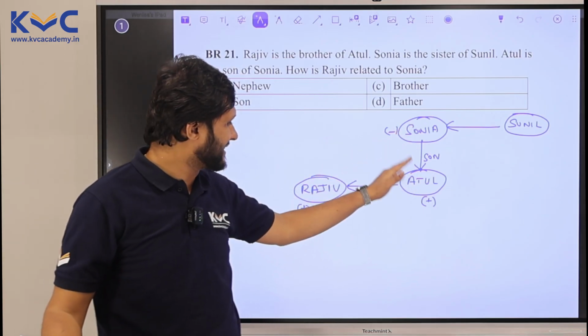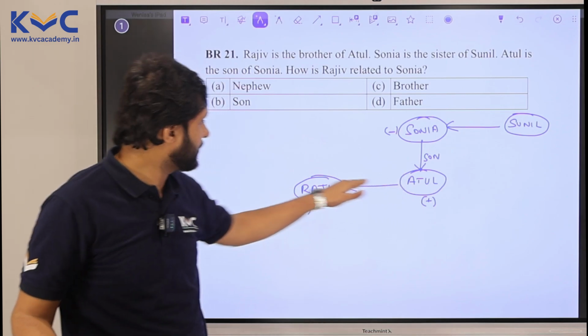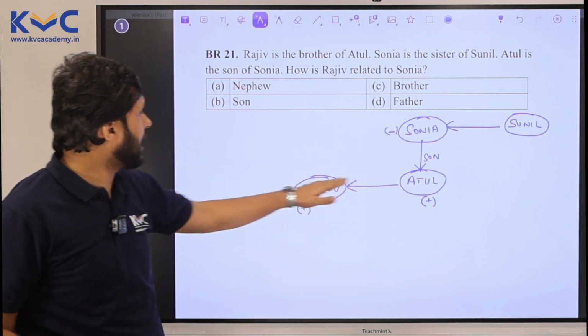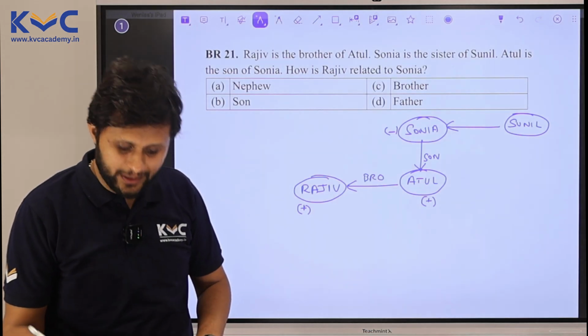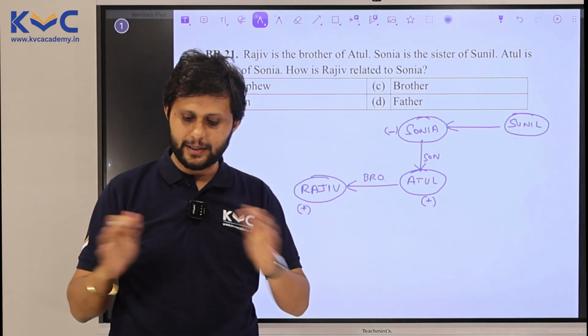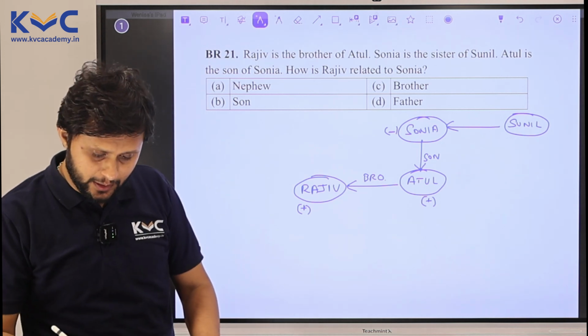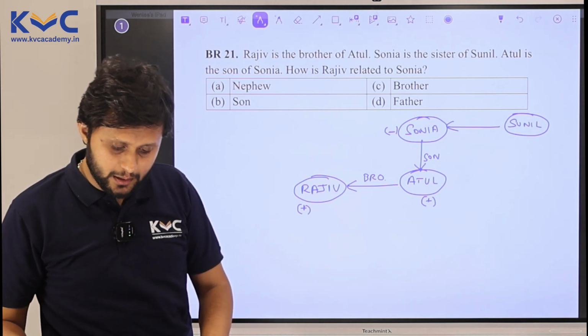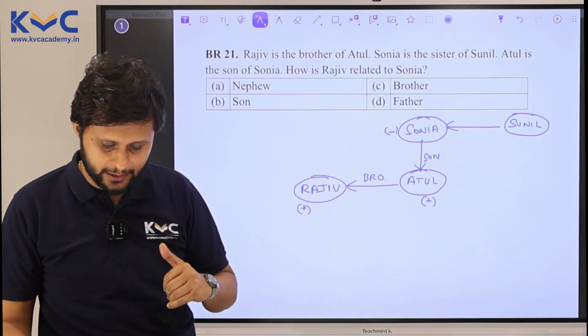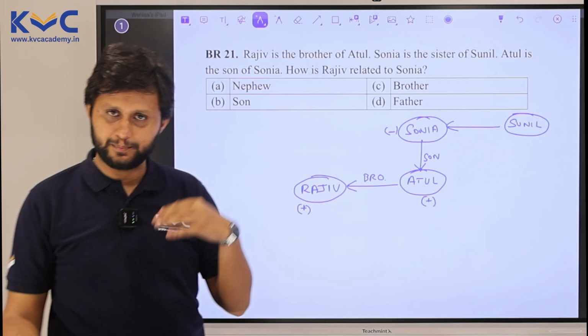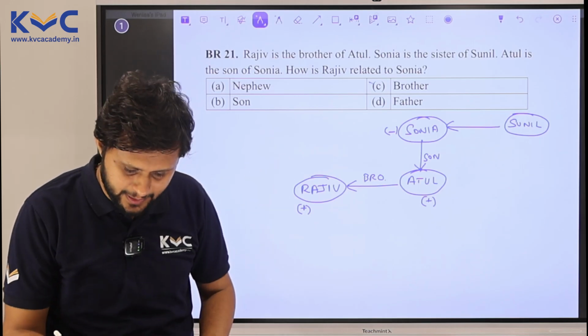So we are talking about sons. What is the relation between this Atul and Raju? Raju and Atul are brothers, right? So what is the connection between Raju and Sonia? Is it the same generation? No, it's a lower generation. Correct? Okay. So we cannot have same level brother. Brother is out.